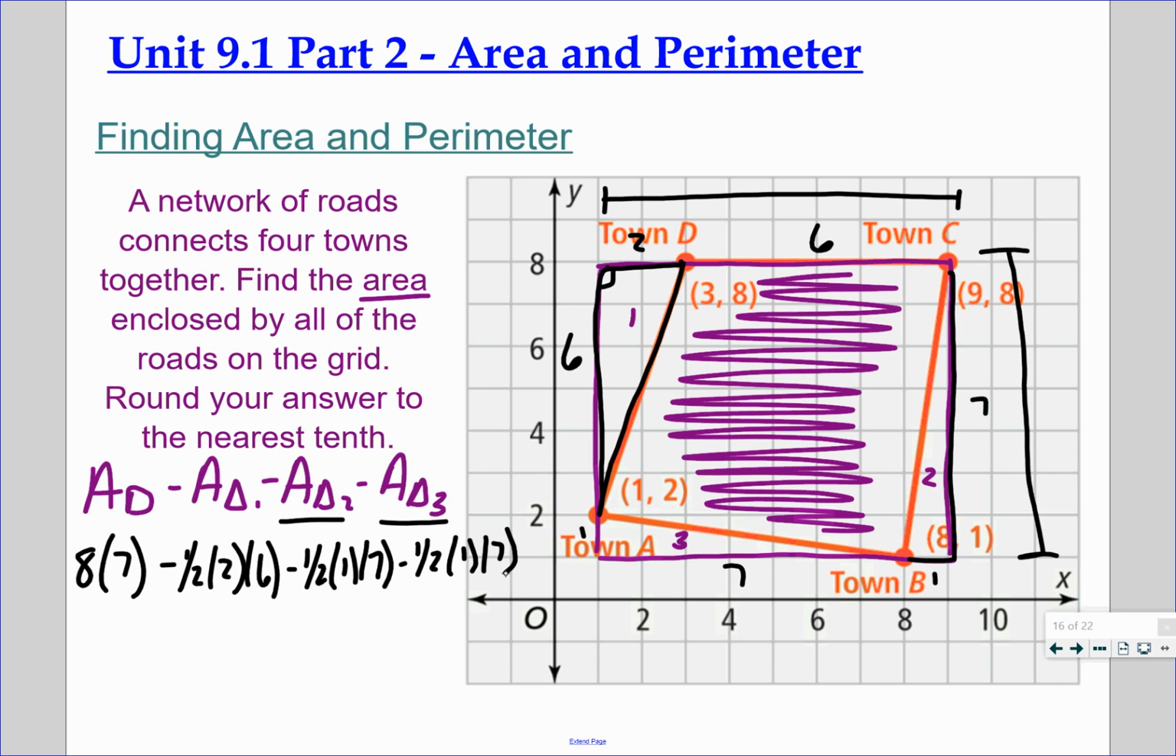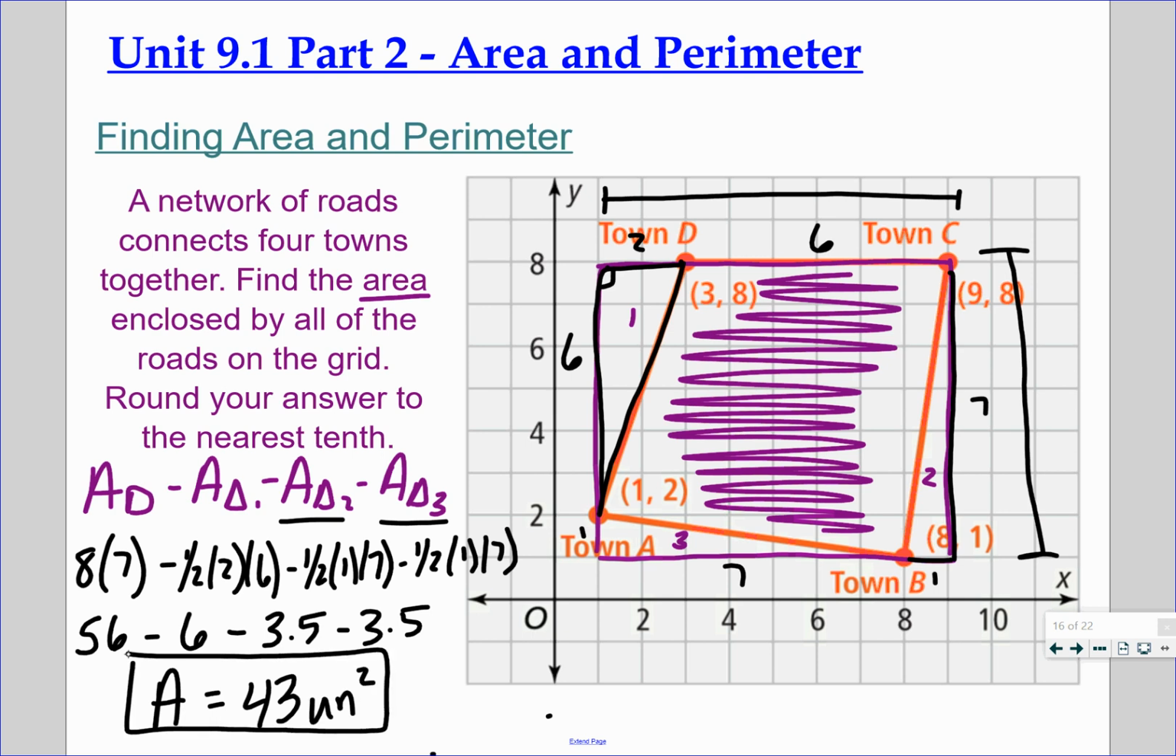And then we're going to put this in our calculator. So 8 by 7 is 56, minus half of 2 is 1, and then 1 times 6 is 6, minus half of 1 is 1/2, times 7 is 3.5, and then this one's going to be the same. So if you put 56 minus 6 minus 3.5 minus 3.5, or 56 minus 6 minus 7, the total area of your whole shape becomes 43 square units. Make sure you have that on your paper.